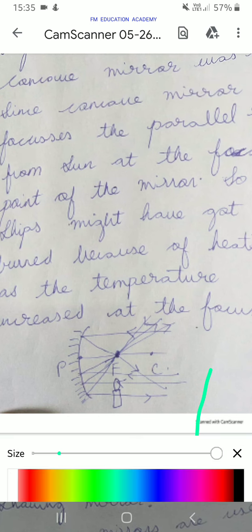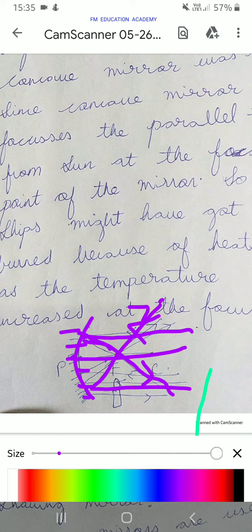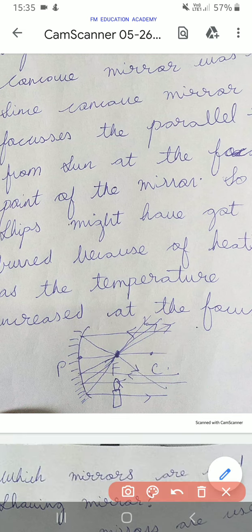See, like this. In all concave mirrors, what happens is, this is my concave mirror, right? The rays will come. If a ray is parallel to the principal axis, it will pass through the focus. Parallel to the principal axis, passing through the focus. So since it passes through the focus, what will happen? Here at the focus, the ships might have got burnt.